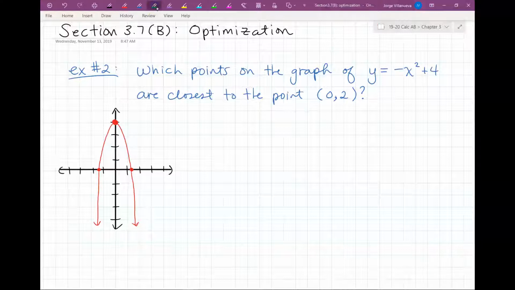Now they're saying that they want to know which point on this graph is closest to 0, 2. Actually, what am I talking about? I'm wrong on my graph. Hold on. I did that incorrectly. Give me a second. I just realized that when I took my square root of 4, I should have gotten 2, not the square root of 2. So my apologies for that. So plus or minus 2.